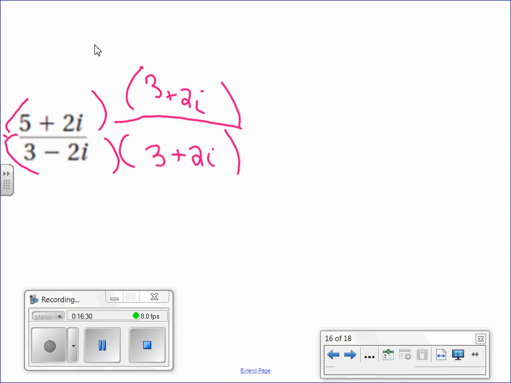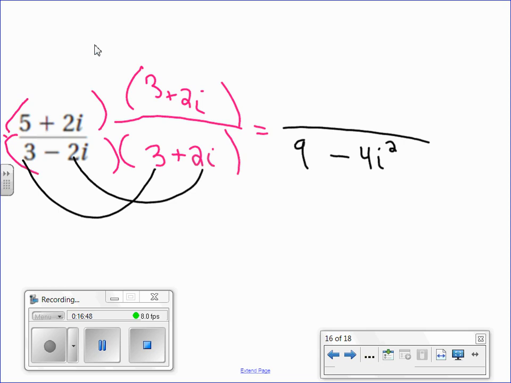Let me just actually start with my bottom. I know that sounds crazy, but it's less work. So the bottom, we're just going to do this matchup. 3 times 3, get 9. We're going to do a negative 2i with a positive 2i and get negative 4i squared. What are we doing with that i squared? Scribbling it out, replacing it with a negative 1, which makes this a positive 4. It's going to be a 13 for our bottom. All right, top's going to be much more work, though.